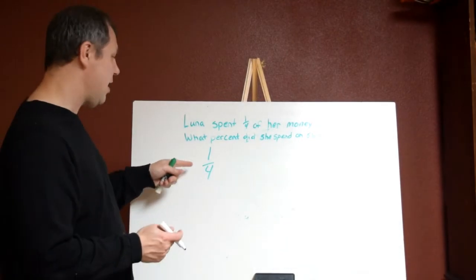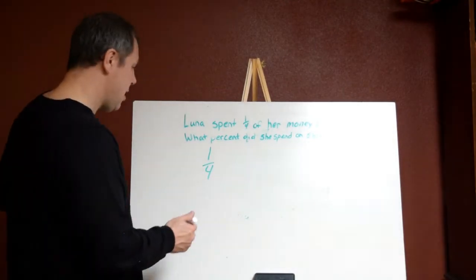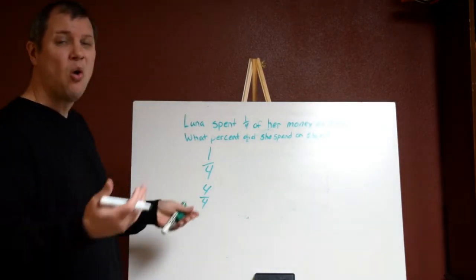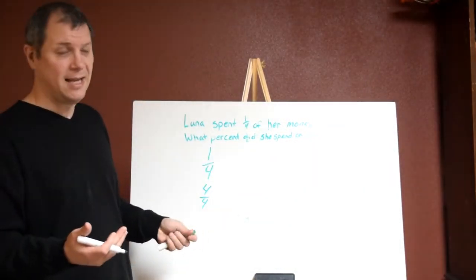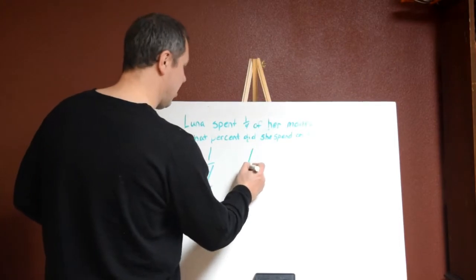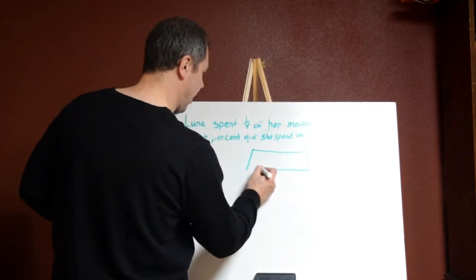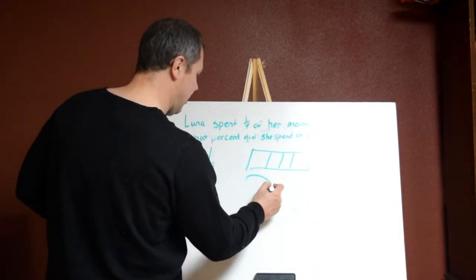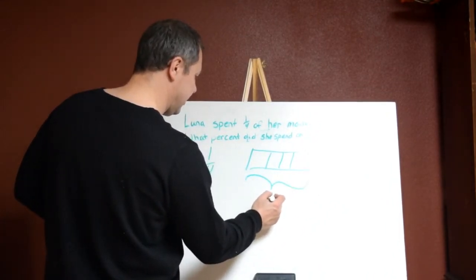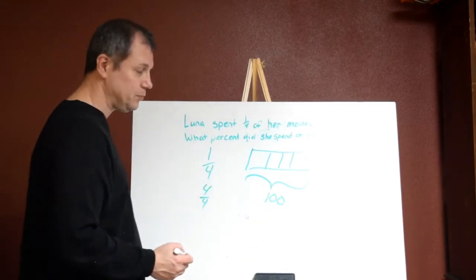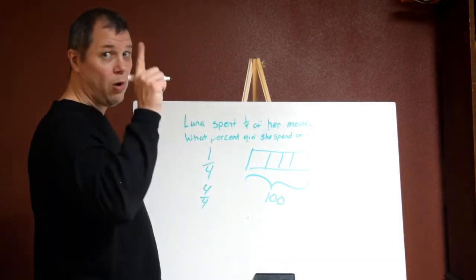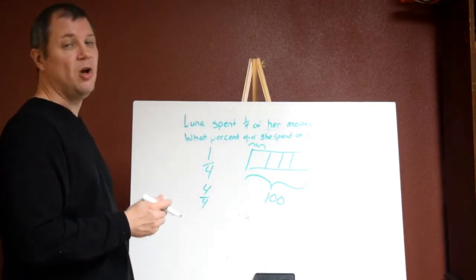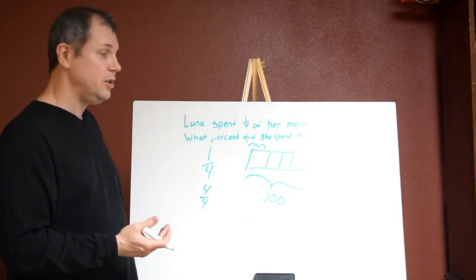Now I know that we're looking for 1/4. I also know that 4/4 is the whole, would be all the money she has. So that's what I'm going to base my model on. This has 4 parts. And all 4 parts equals 100. We're looking at 1/4. And we want to know how much 1/4 is out of 100.